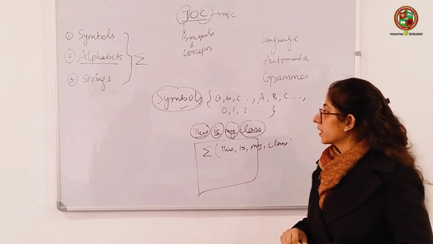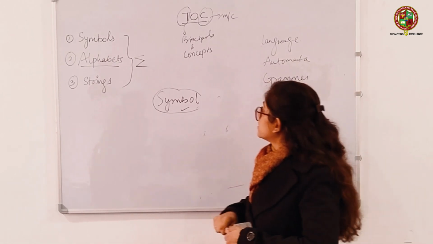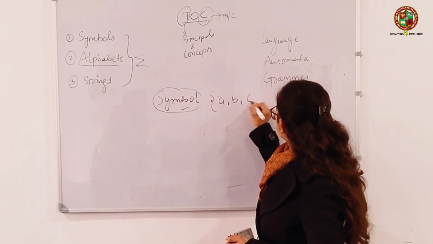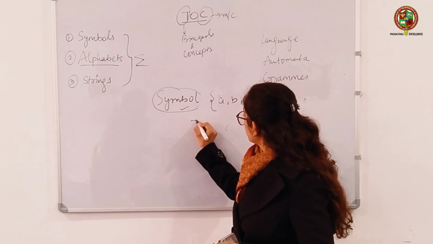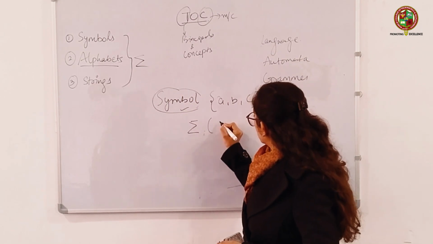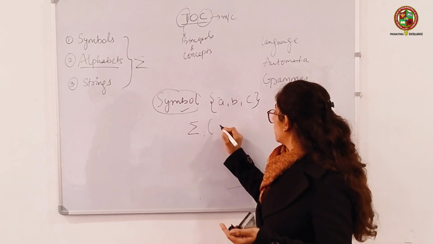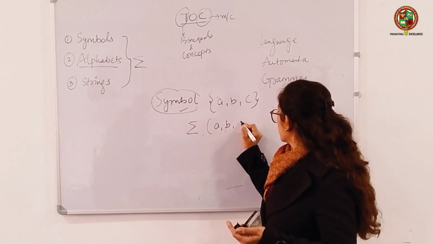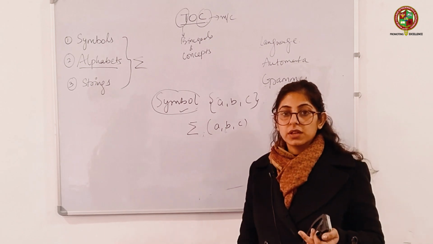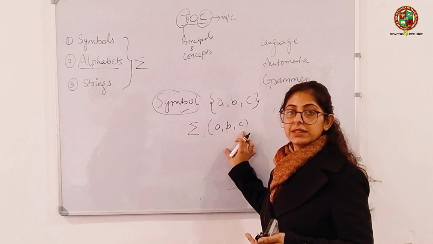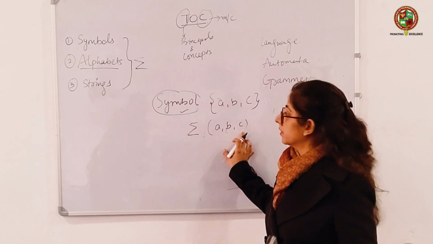So for a machine, if my symbols are a, b, c, then I need to form a language using these alphabets. Which alphabets? Small a, small b and small c. So for the entire communication we are using only these three alphabets, none other than these.